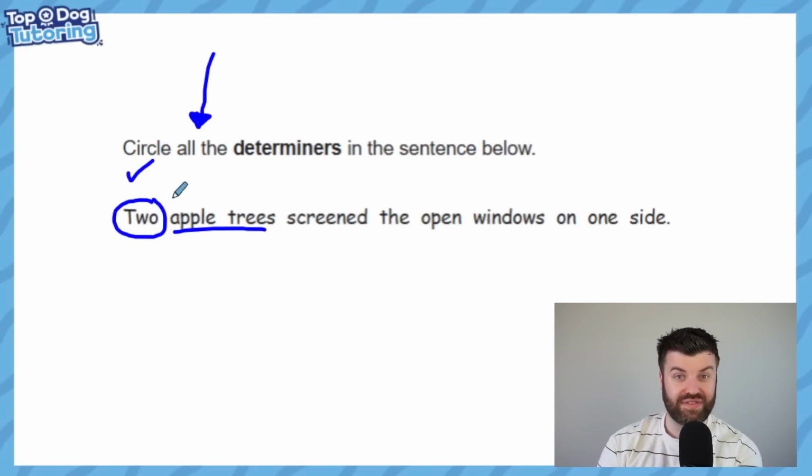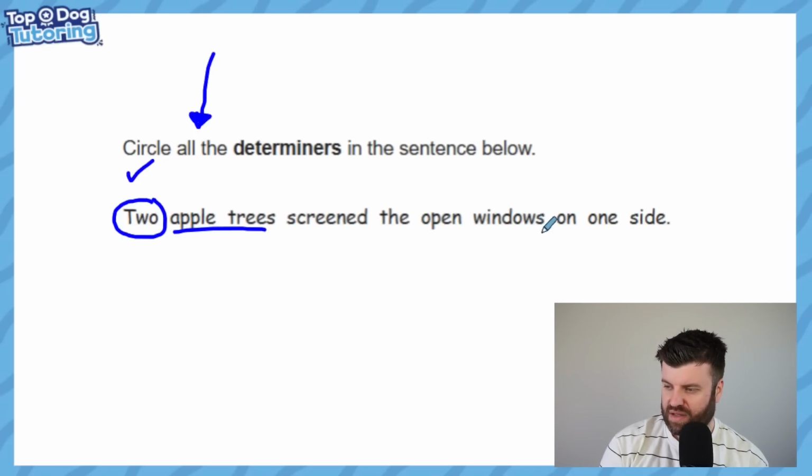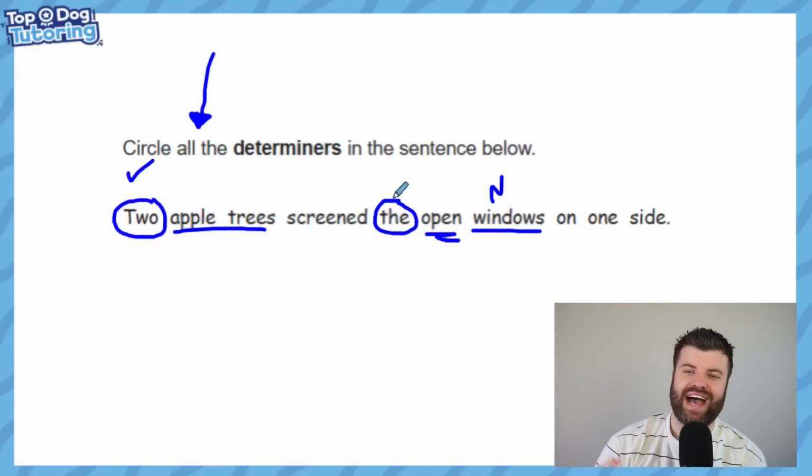We can have a quantifier. In this case, it's two. That is a determiner. We can move on. Screened the open windows. Okay, windows is a noun. Before it is an adjective to describe it, so we can skip that, which means we go back to the. Aha, that's an article. We've got really good at finding those from the first few questions, so we can circle the.